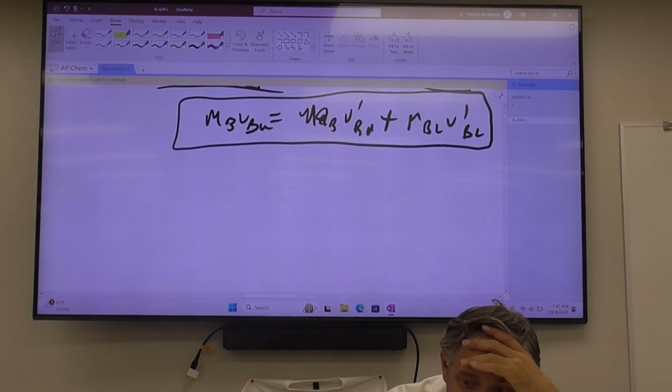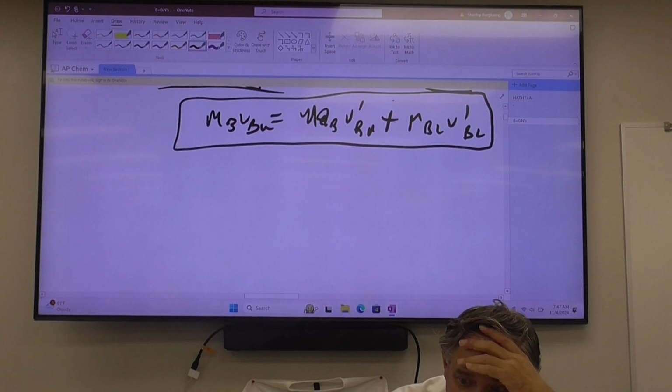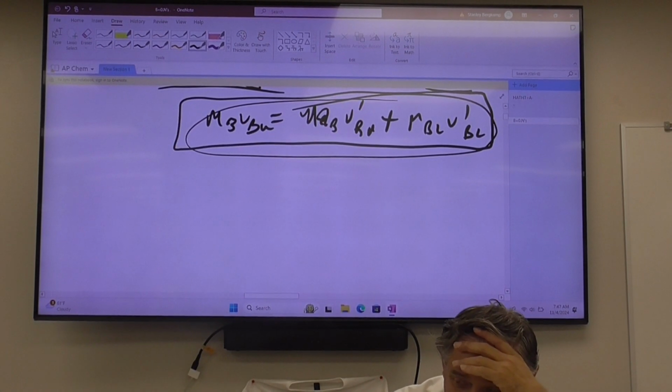So erasing the negative did work. Anyway, this is the law of conservation of momentum. This is how you want to do these problems.